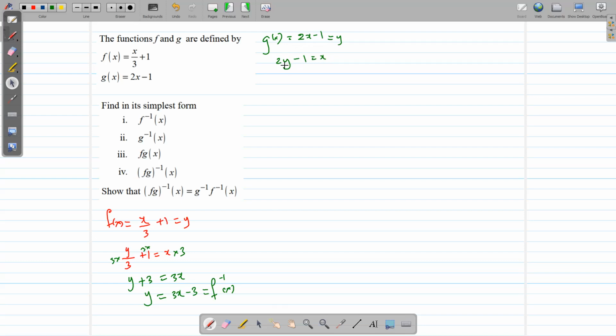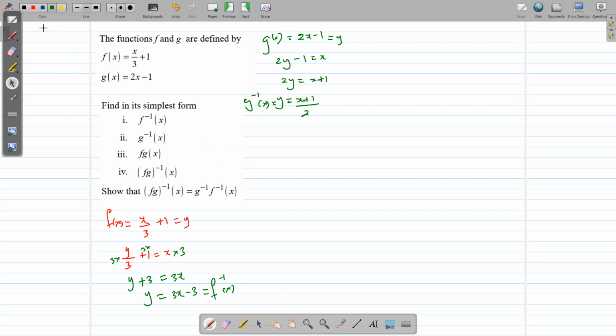Having done that, we can simply solve for y now by moving this negative 1 to the other side of the equation. We end up with 2y is equal to x plus 1. And dividing by 2, y will be equal to x plus 1 over 2. And this here is g inverse of x.